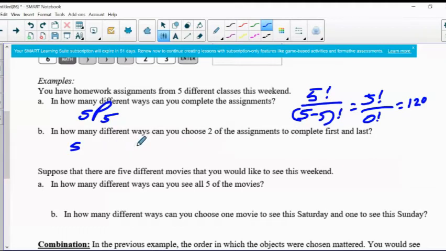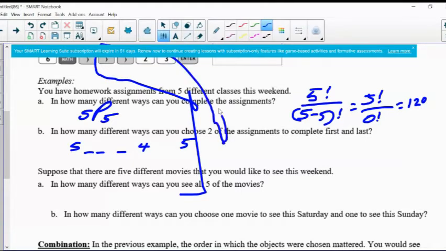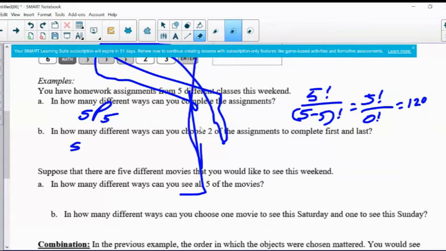And that's 120. Okay. Now, how many ways if you choose 2 assignments to complete first and last? It doesn't matter what the middle assignments are. It's just saying I've got 5 ways to choose the first assignment, and I've got 4 ways to choose the last assignment. And it doesn't matter the order I put those things in, so I don't even care about them. Okay. So I've got 5.